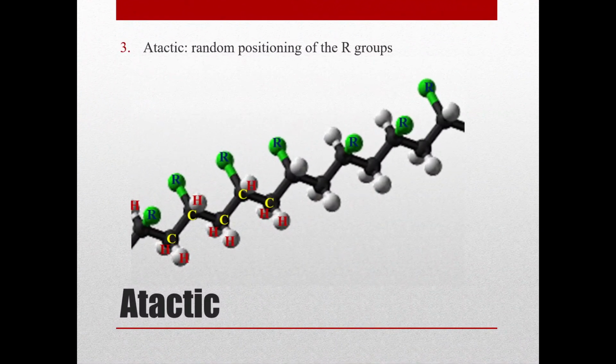We come to the atactic, where the R groups are randomly positioned. That means they can be anywhere. These three you can see on one side, then R over here, two R's over here, and then again it comes on the same side, and so on. So they can be positioned in a random way along the main chain length, which is called atactic.